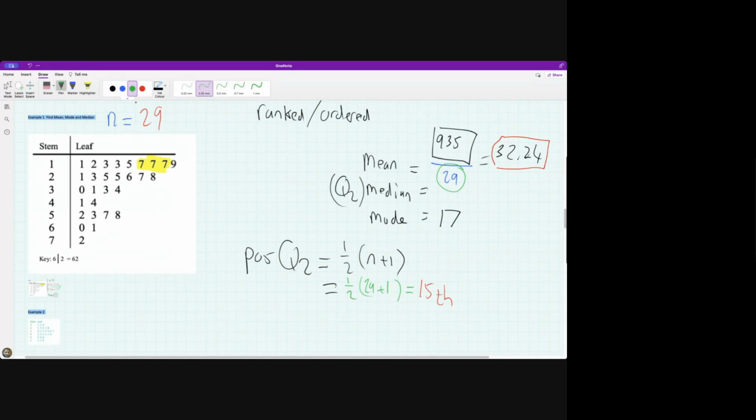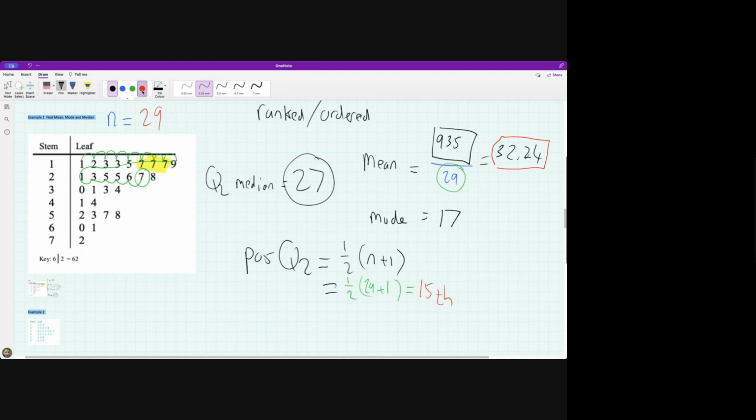Now, the 15th position, I'm going to go to the 15th. So that's 1, 2, 3, 4, 5, 6, 7, 8, 9, 10, 11, 12, 13, 14, 15. Now, what number is in the 15th position? What is the value of that number? Well, the stem is 2, so it's 27.